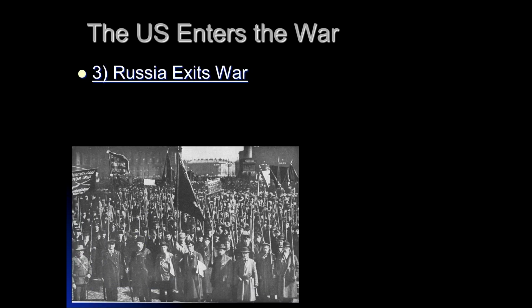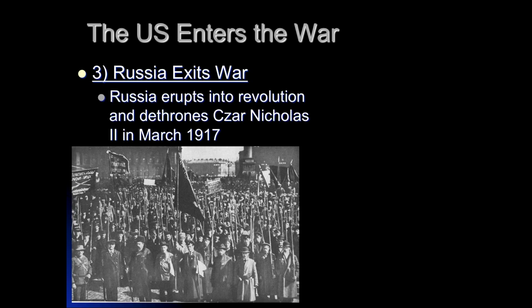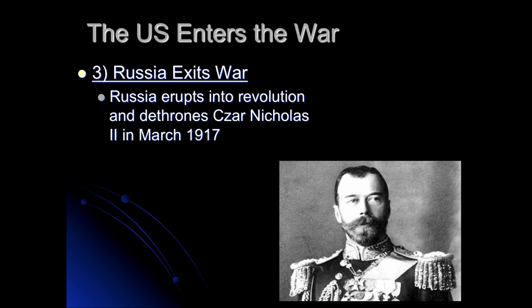The third reason is Russia exiting the war. Now, you probably are wondering, what is the importance here? Well, Russia erupts into revolution. The Russian people start revolting against the king, the Tsar Nicholas II, in March 1917. Picture of Tsar Nicholas right here, the Romanov dynasty. And the reason that they erupt into revolution is that the Russians are tired of fighting this pointless war.